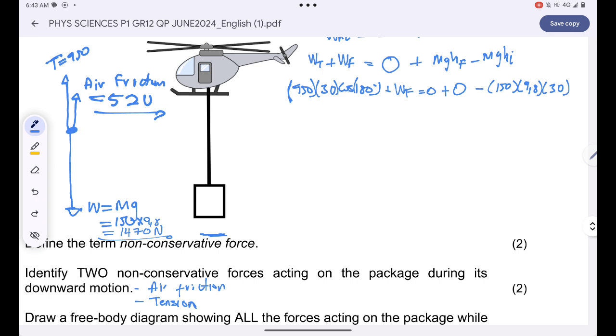So 950 multiplied by 30 multiplied by the cos of 180, that's basically a negative 28,500. Let me write properly. Negative 28,500 plus the work done by friction is equal to 150 times 9.8 times 30. That's negative 4,100. So the work done by kinetic friction will basically be negative 15,600 joules. Right? After finding the work done by friction, we can simply find the magnitude of our kinetic frictional force.